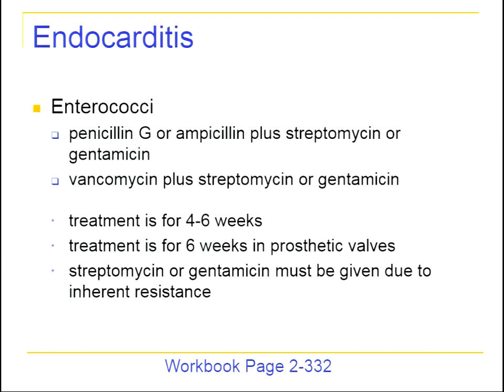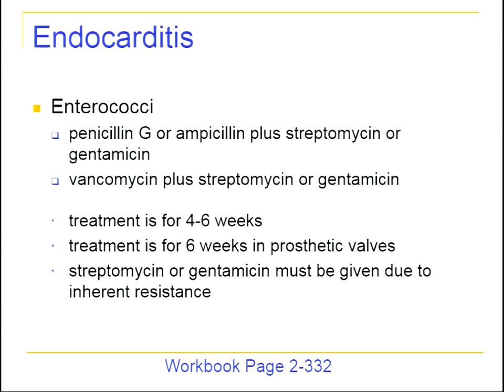And finally, enterococcus, the recommended therapy is either penicillin G or ampicillin or vancomycin plus an aminoglycoside. And in this instance, you must use an aminoglycoside. It is not there just to shorten therapy. It's there as an important component of therapy, leading to greater efficacy. And you must include it for the entire length of therapy, 4 to 6 weeks.